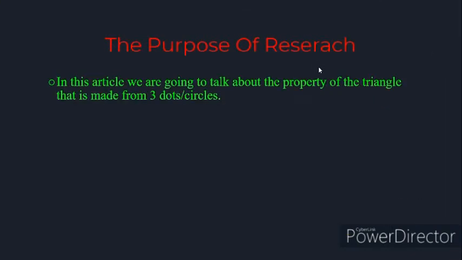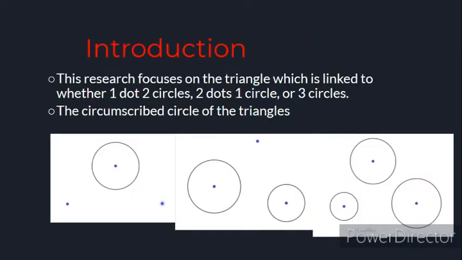What we are going to talk about today is the nature of the figures formed by circles and dots. We divide the discussion into three situations. First, 2 points and 1 circle. Second, 2 circles and 1 point. Third, 3 circles. We'll start the discussion from 2 points and 1 circle.